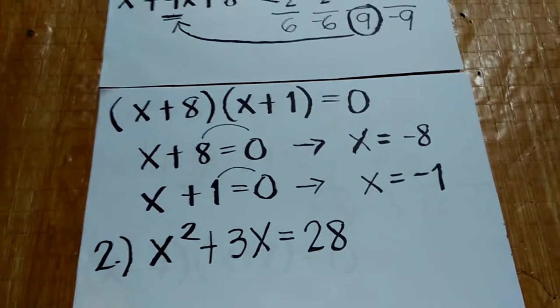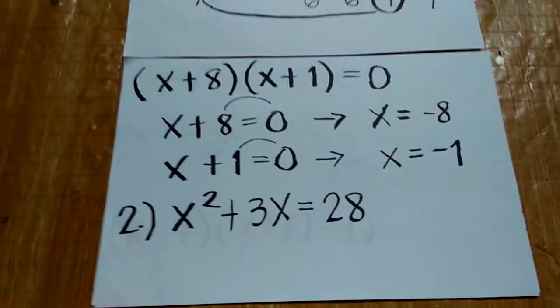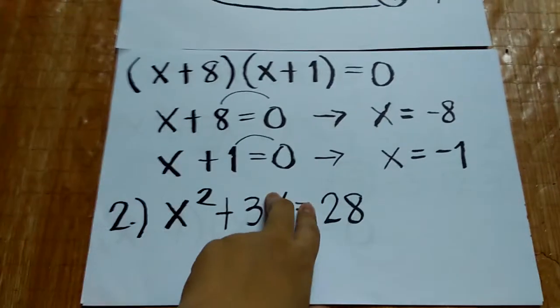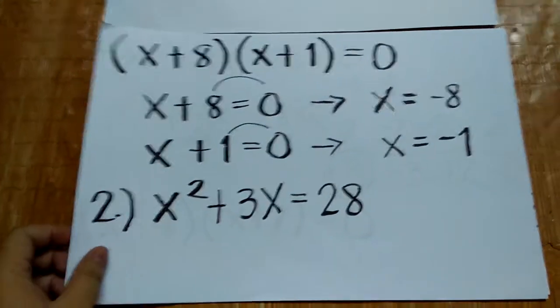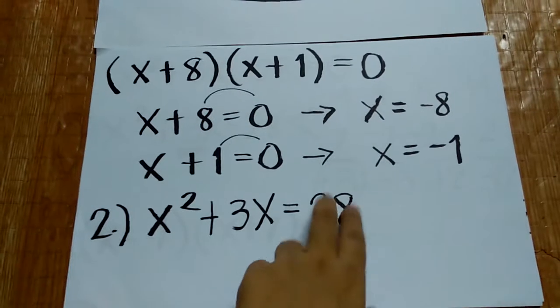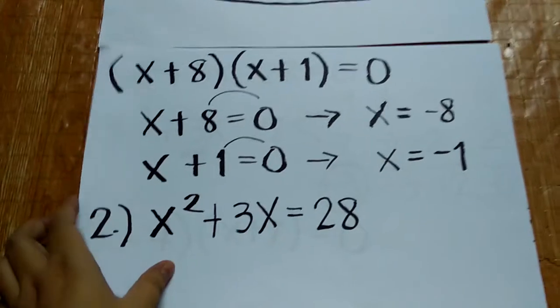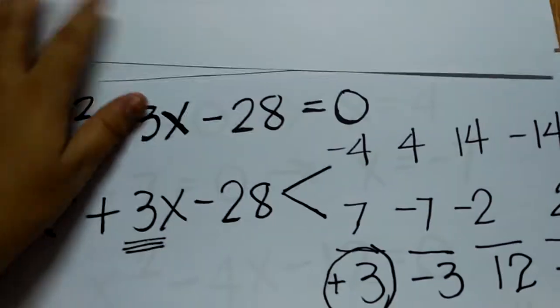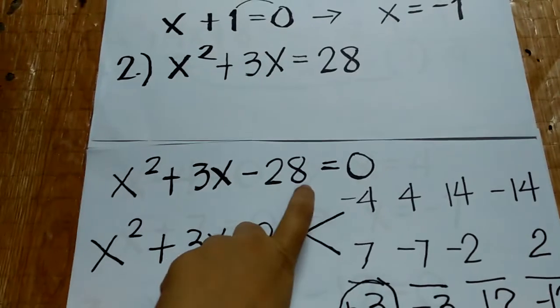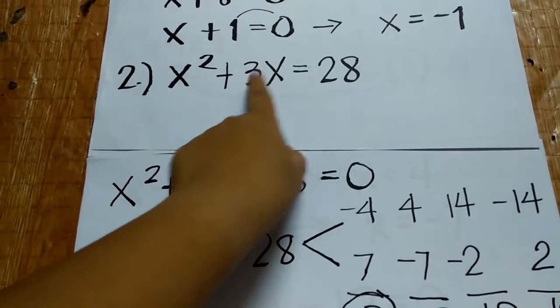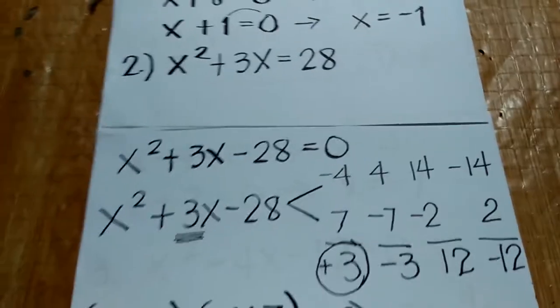Okay? Madali, di ba? Next, x squared plus 3x is equal to 28. First thing to do is to transform it into standard form. Ilipat lang natin si 28 sa kabila. Then, equal to 0. Ito na siya. Ayan. So, x squared plus 3x minus 28 is equal to 0. Minove natin to dito, kaya naging negative.